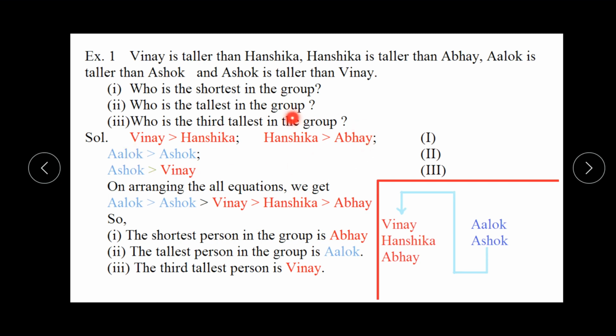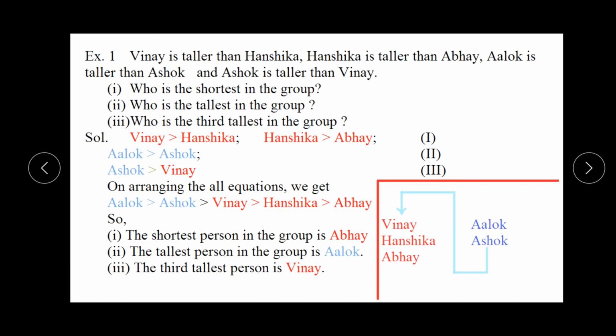If we arrange these five persons according to their height by putting them in equations, we get: Alok is taller than Ashok, Ashok is taller than Vinay, Vinay is taller than Hanshika, and Hanshika is taller than Abhay. And if we arrange these, we can solve the questions. Who is the shortest in the group? That is Abhay. Who is the tallest in the group? That is Alok. Who is the third tallest in the group? That is Vinay.